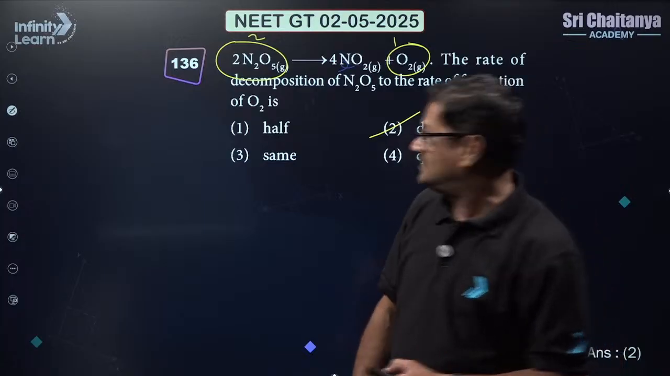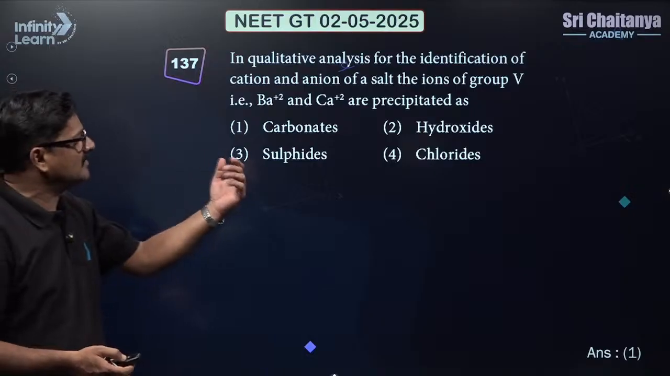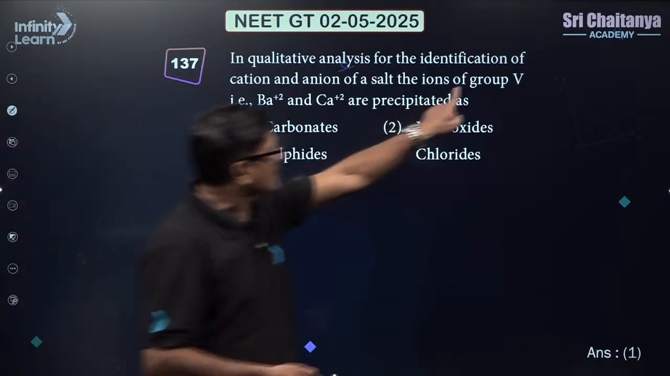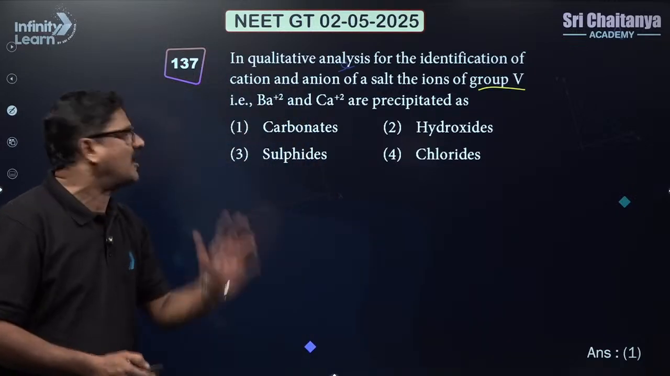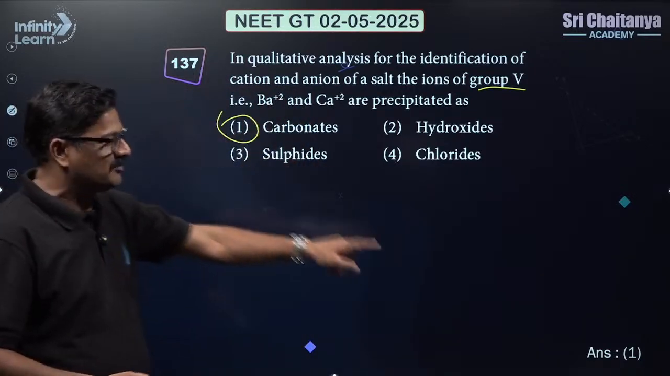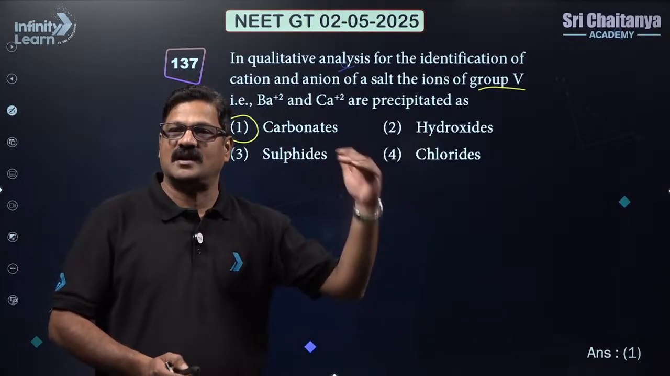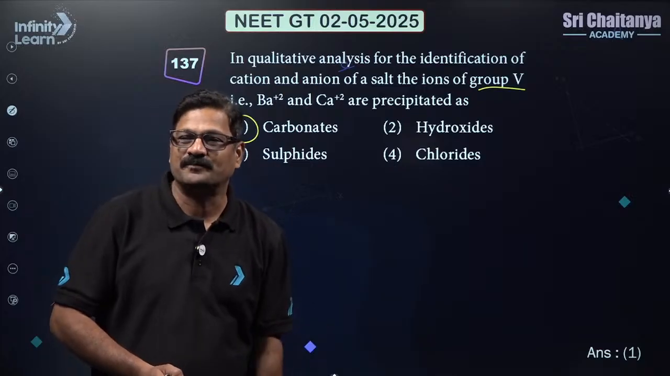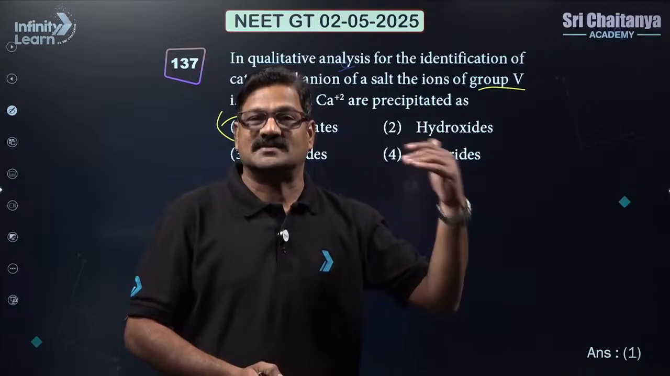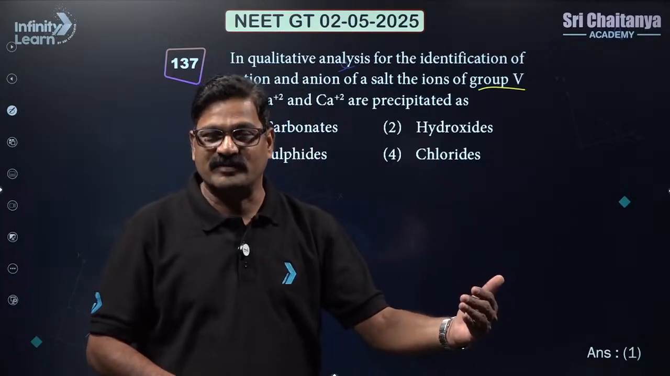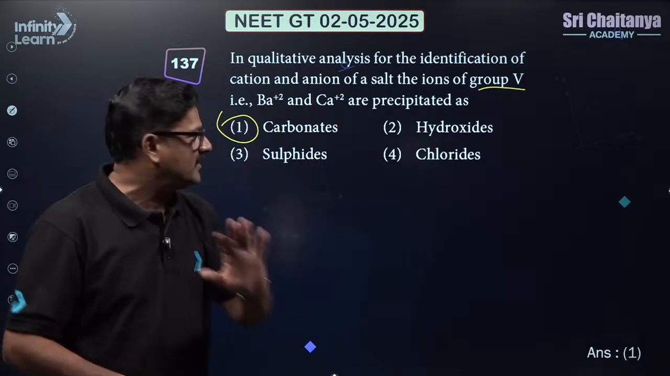So let's see one more. In the qualitative analysis, the identification of cation and anion, a salt given by group 5. Group 5 are going to be calcium and barium. They are precipitated as carbonates. Chlorides, sulfides, hydroxides and carbonates. Chlorides, sulfides, hydroxides, sulfides again in the basic medium, then carbonates. That is the order of the cation group separation.